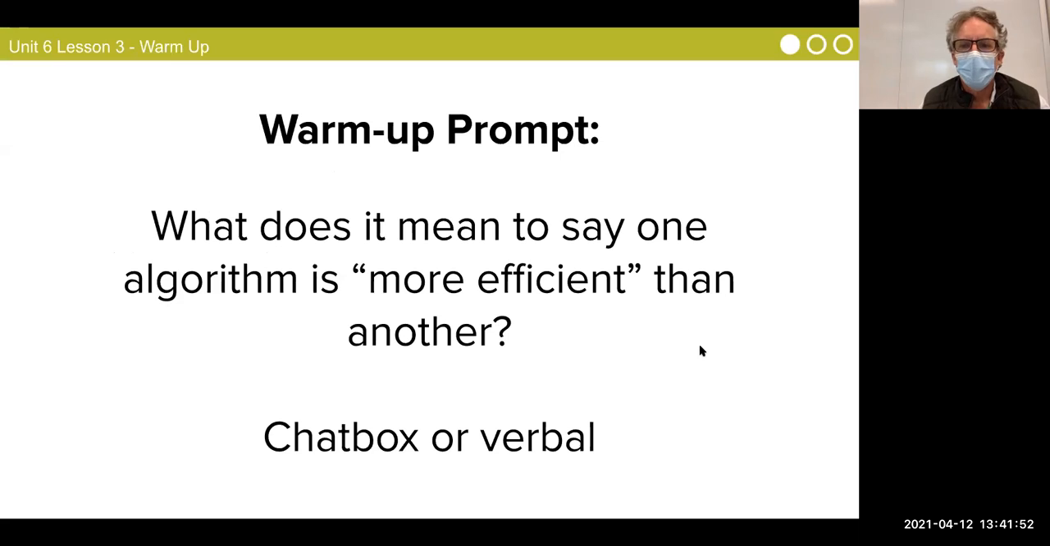Here's today's warm-up. What does it mean to say one algorithm is more efficient than another? And we're going to put this in the chat, or you can sing out. What does it mean to say one algorithm is more efficient than another? Jordan says that one algorithm works better than another. They do the same thing, but the more efficient one has less code.